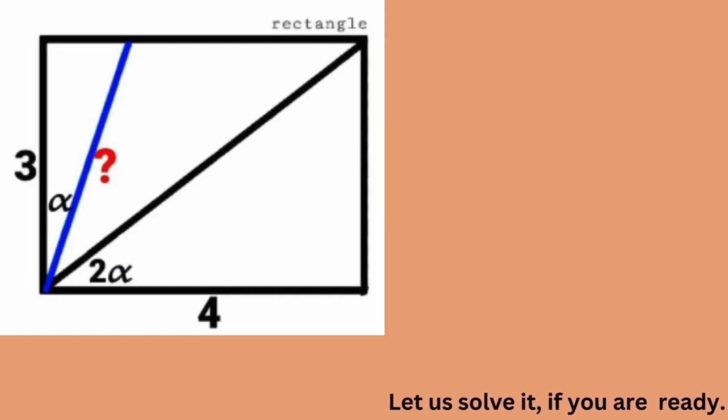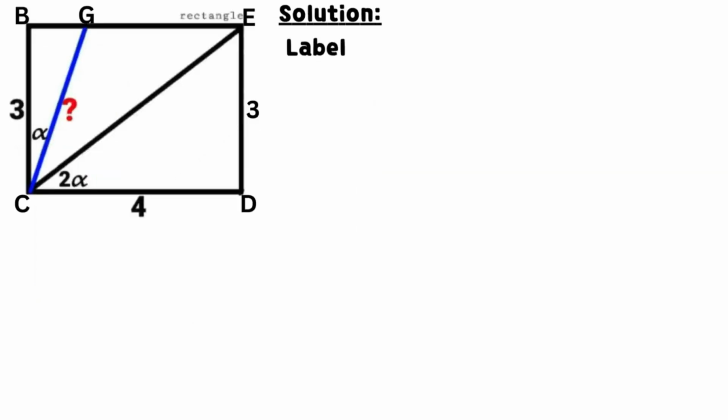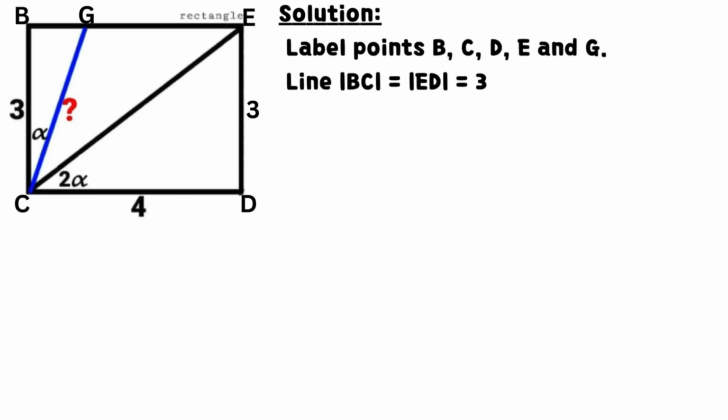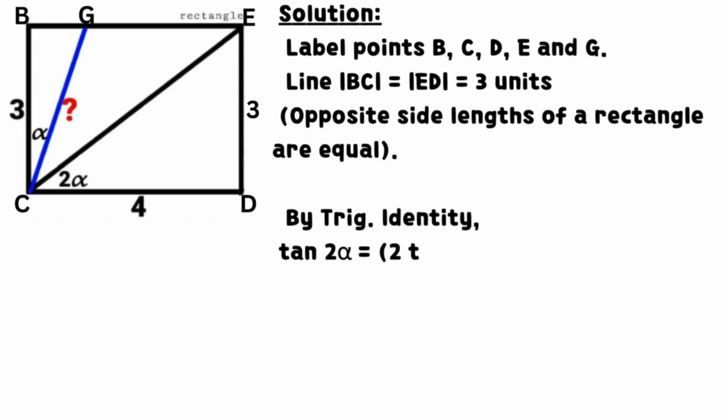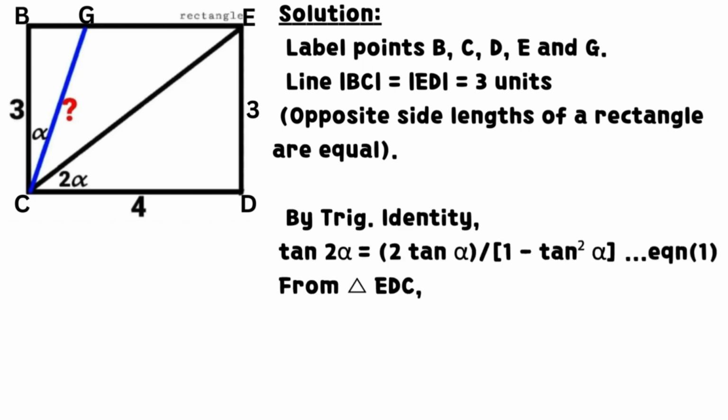What is the length of the blue line? Label points B, C, D, E, and G. Line BC equals line ED which equals 3 units. It is because the opposite side lengths of a rectangle are equal. By trigonometric identity, tan 2 alpha equals 2 times tan alpha all divided by 1 minus the square of tan alpha. We call it equation 1.